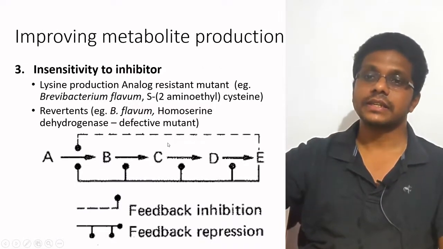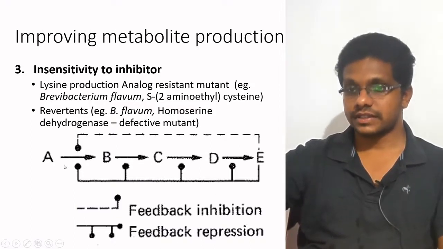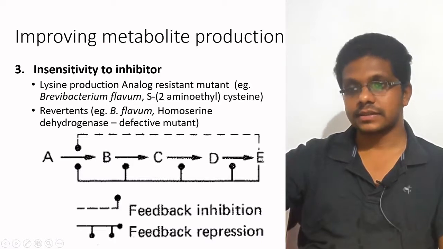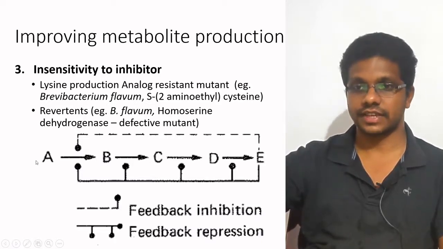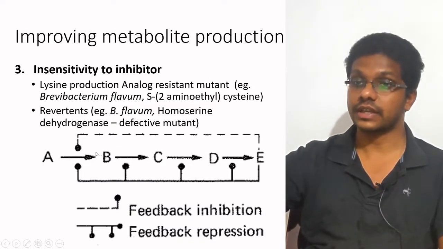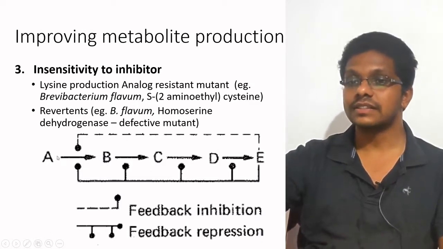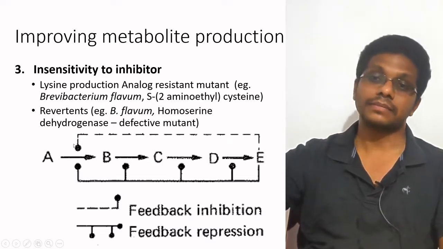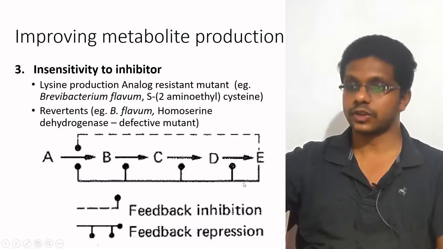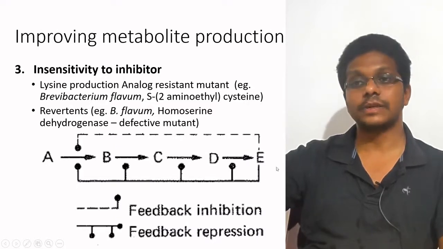The final strategy is to get insensitivity to the inhibitor. In the same pathway, E is the product which is inhibiting the first reaction, A to B. What we will do is make the enzyme which is responsible for the conversion of A to B resistant to E. Even in the presence of this product E, this enzyme works perfectly. So our product is the inhibitor, and the enzyme becomes insensitive to that inhibitor. The same thing also applies to feedback repression. The enzymes responsible for these steps will become insensitive to the inhibitor.